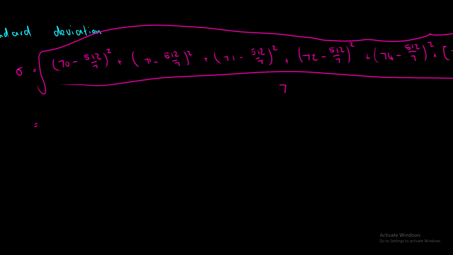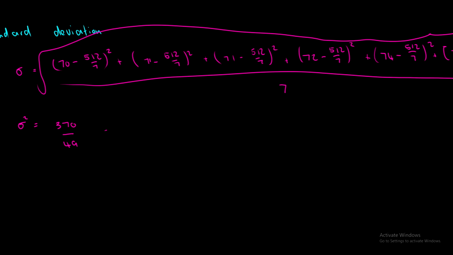Okay, almost done. Plus 68 minus 512 over 7 squared. Okay, and we're going to place this over 7. Okay, so the standard deviation squared is equal, I did not place it in a square root yet. I'm yet to place it in a square root.